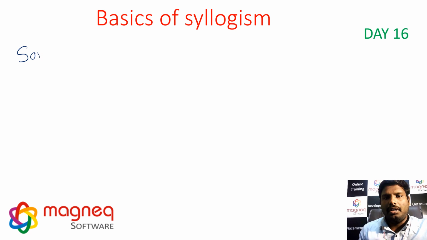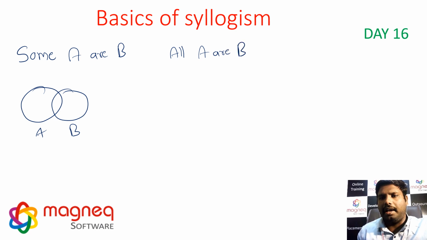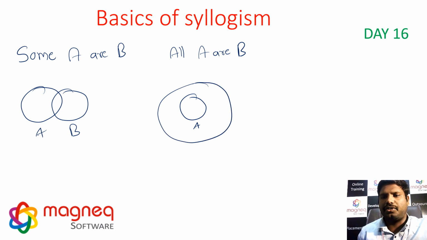So, some A are B. First circle A, second circle B, some relation. Next, all A are B. First A, a small circle. Next B, a big circle, meaning A value is small and B value is high.